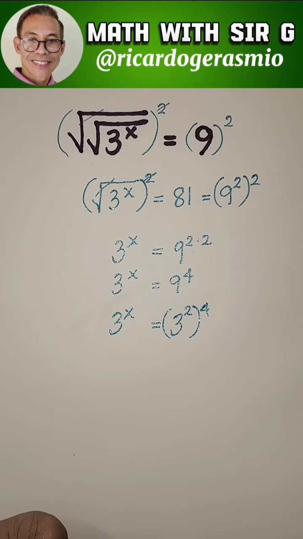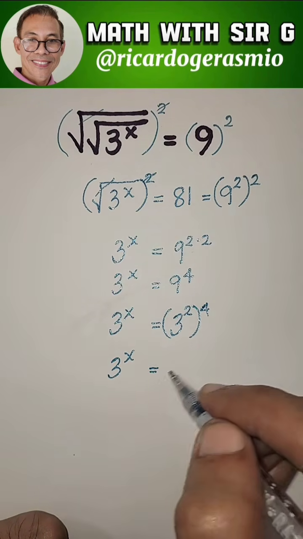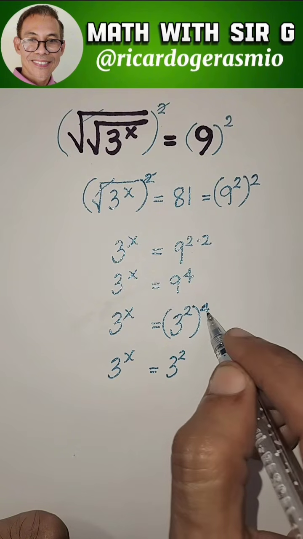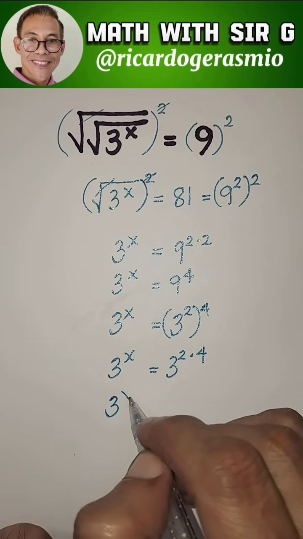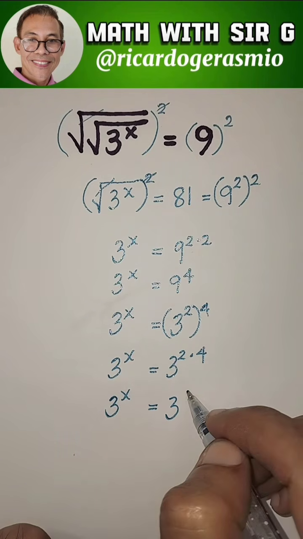Okay guys, so continue. So 3 raised to the power of x equals 3 raised to the power of 2 times to the power of 4. Okay guys, so continue. So 3 raised to the power of x and then 3 raised to the power of 2 times 4, that is 8.